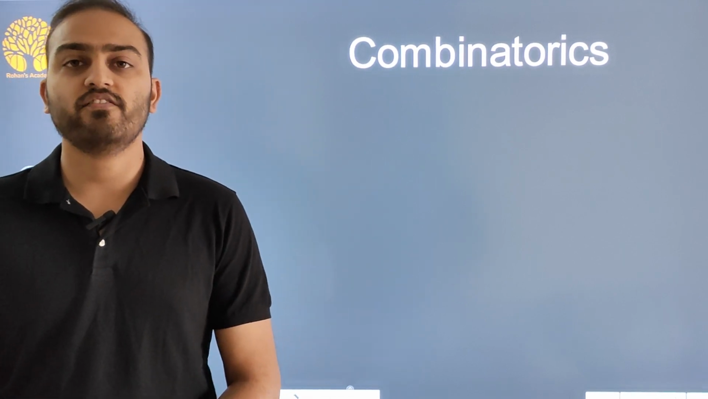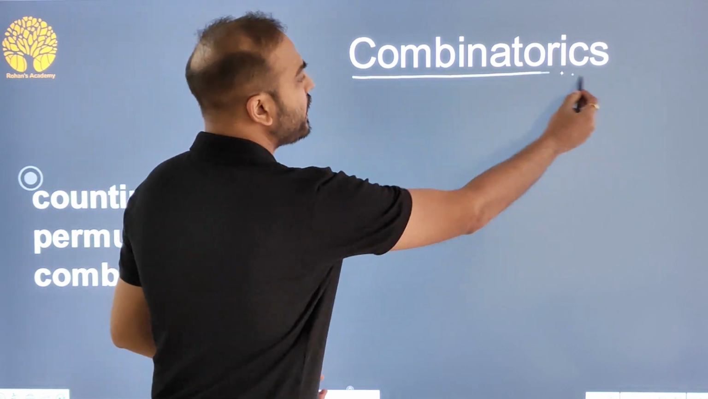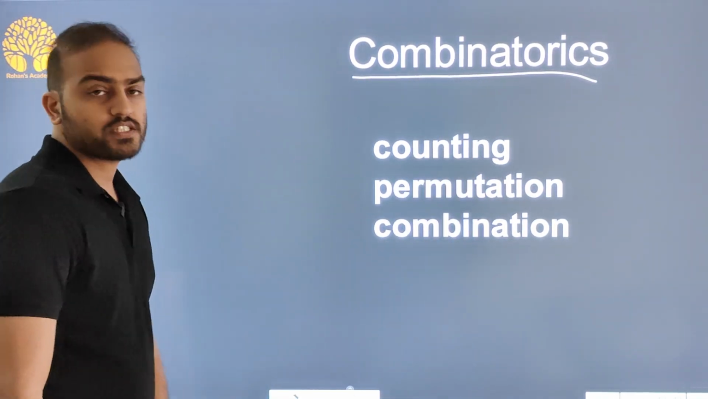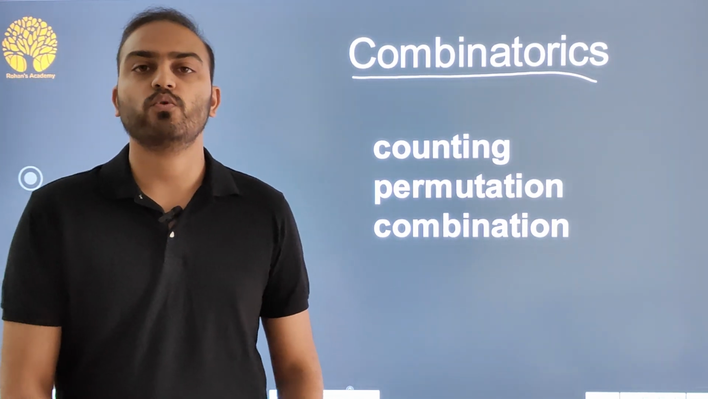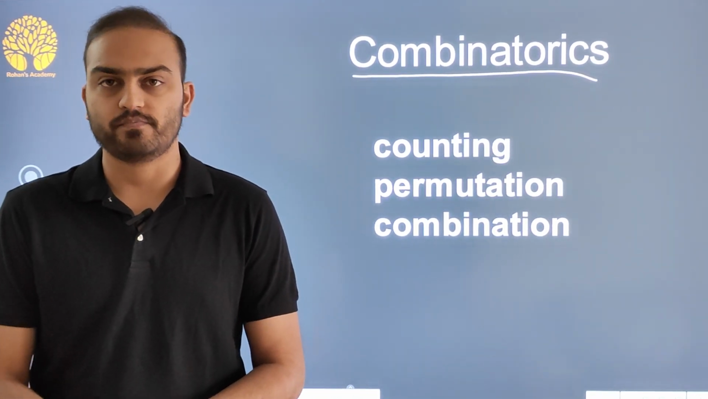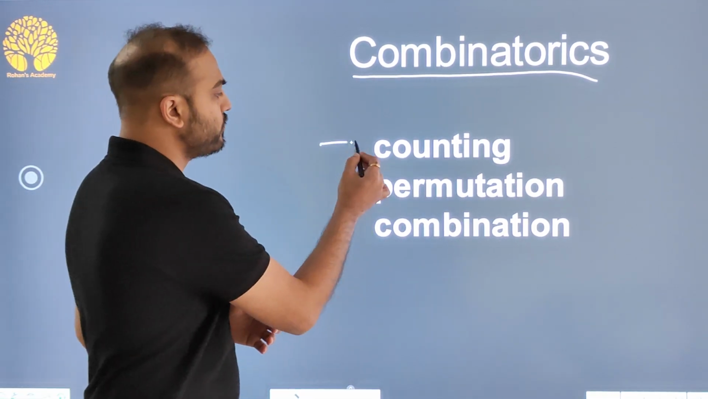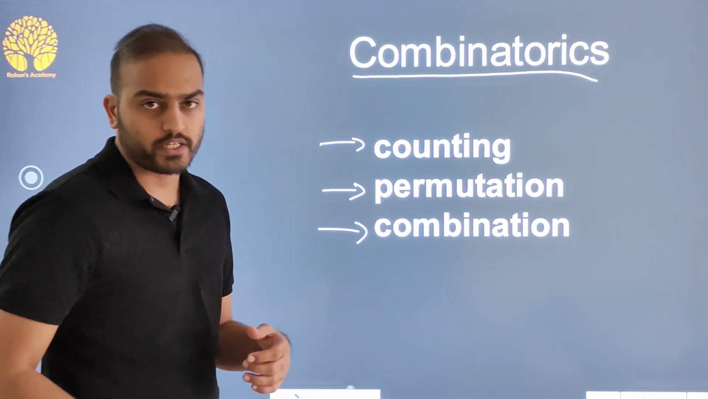The topic for today is combinatorics. Combinatorics is basically counting, permutation and combination, a mixture of counting, permutation and combination. We'll learn this topic in three parts: one for counting, one for permutation, one for combination.